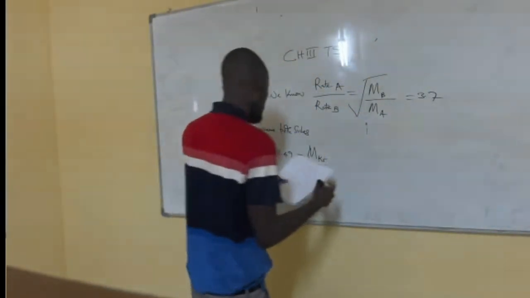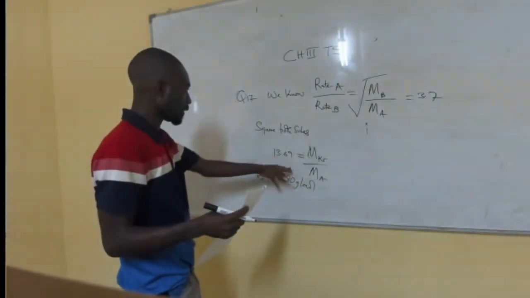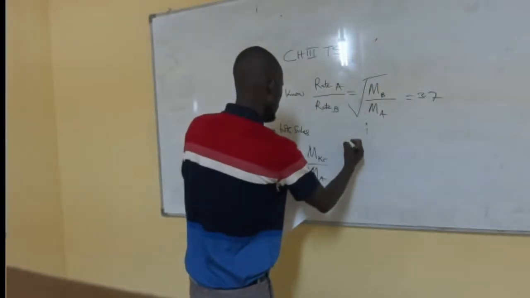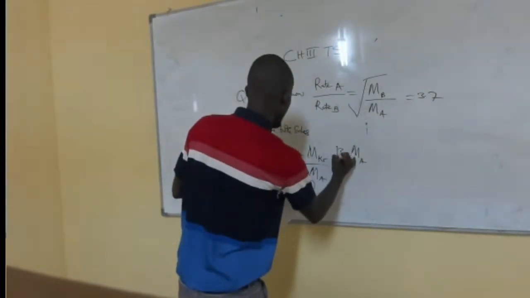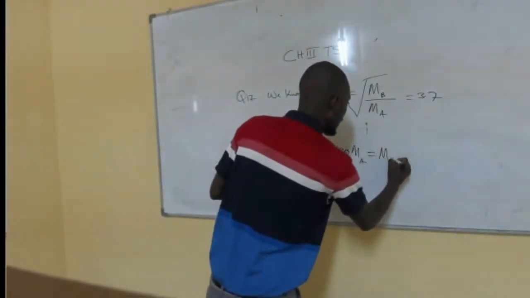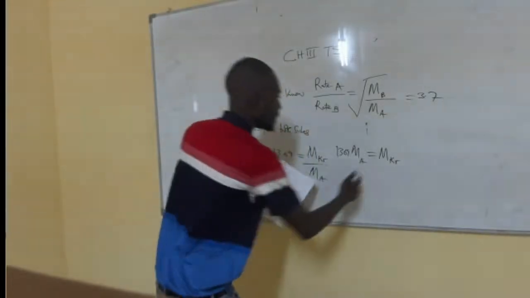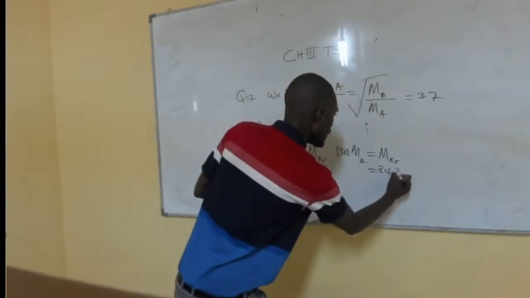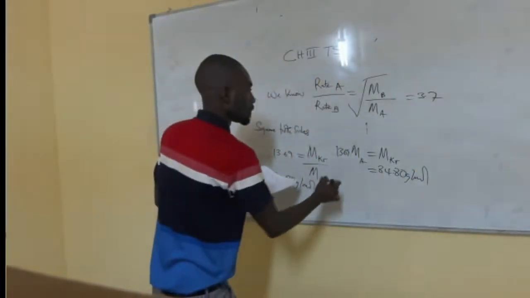So we are going to say, if you want, you can work here. So you can just say MA 13.69 equals MKR. Then for MKR, you say 84.80 grams per mole.